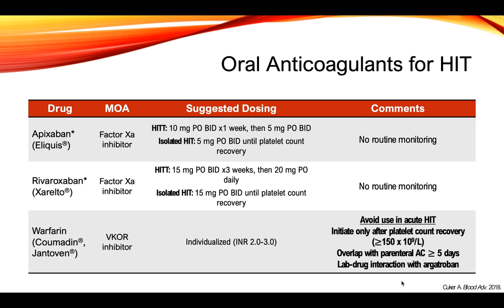Oftentimes, we'll start a patient on argatroban, and then we'll transition them over to warfarin once their platelet count has recovered. And this is logistically challenging because argatroban actually has a lab drug interaction where it increases the INR, and it roughly doubles the INR compared to what the patient's true INR is. So once we start warfarin, we overlap for at least 5 days. Hopefully by day 5, we actually want that patient's INR to be at least 4. So once our INR is at least 4, we can go ahead, stop the argatroban, wait about 4 to 6 hours until all of the argatroban is out of the patient's system, and then we can recheck the INR. And at this point, we are hoping that our INR is at least 2 in the absence of argatroban, so we can say that the patient is therapeutic on warfarin alone.